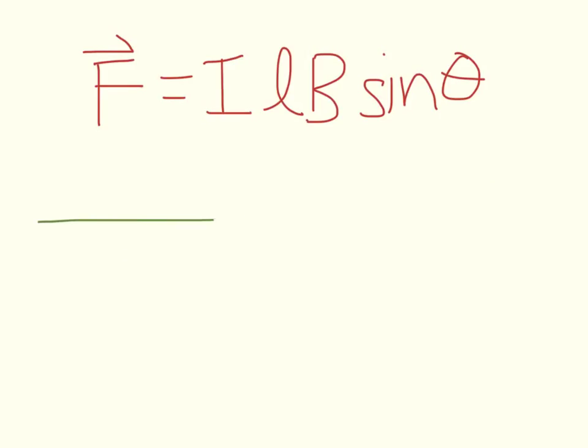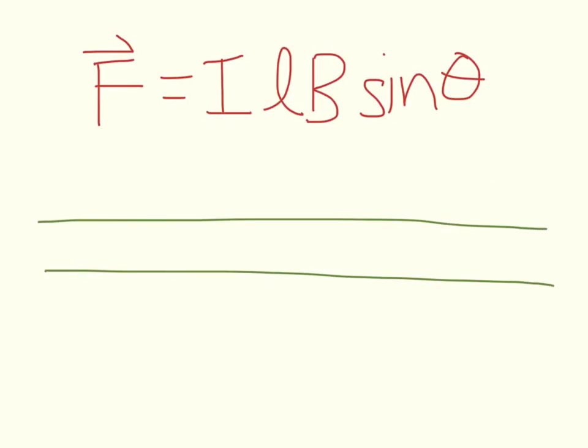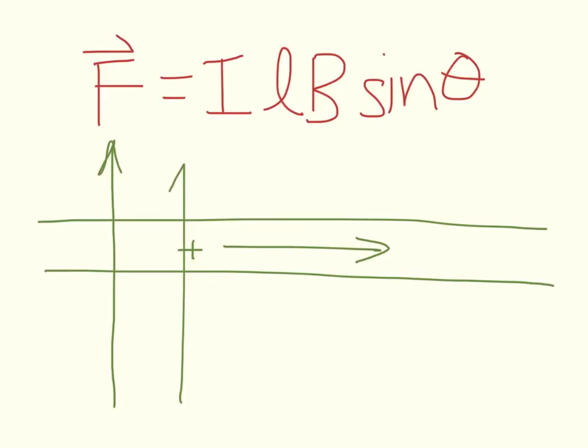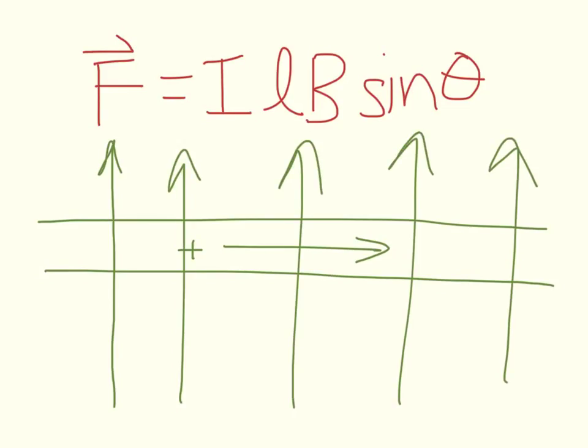If you've got a wire, such as this, carrying current, remember current is the flow of positive charge. And we have a magnetic field. To make it simple, let's say it's exactly perpendicular, like this. That way we don't have to worry about this sine term, because all of the magnetic field is perpendicular to the direction of L or the direction of I.